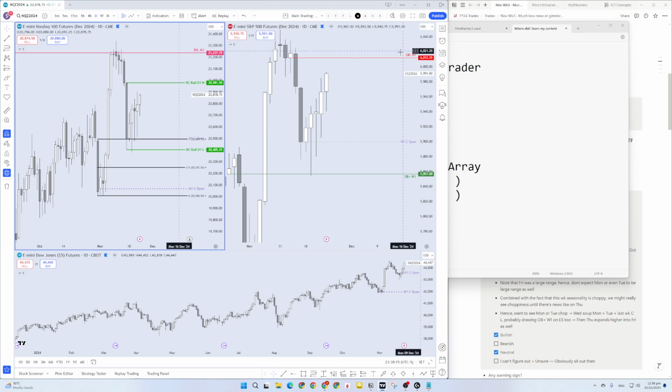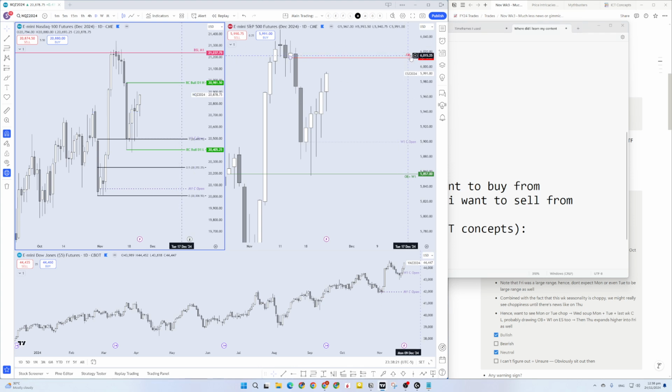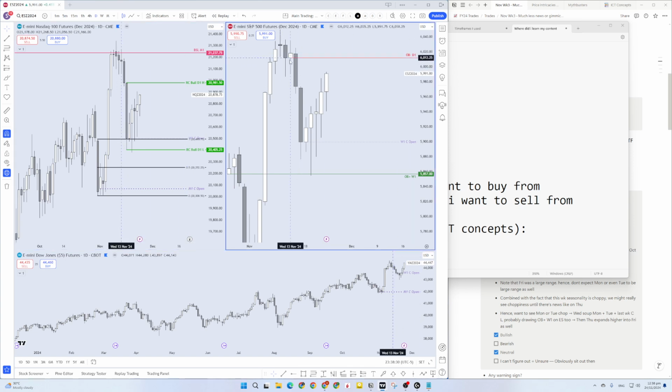So more tests. OB minus D1. Minus stands for bearish, right? So OB, order block, minus, daily chart. Where did I get this level from? Here. You can see that. See, my price is actually attached to here.